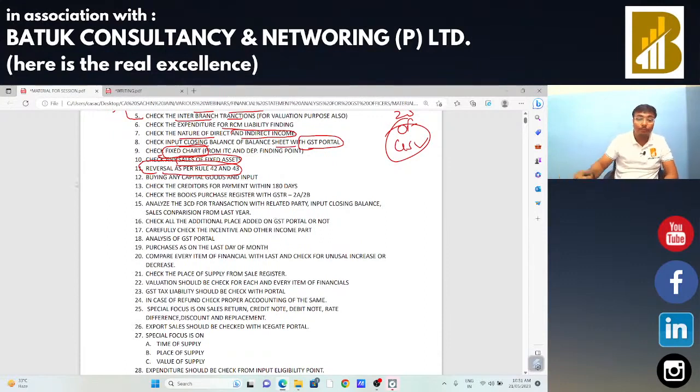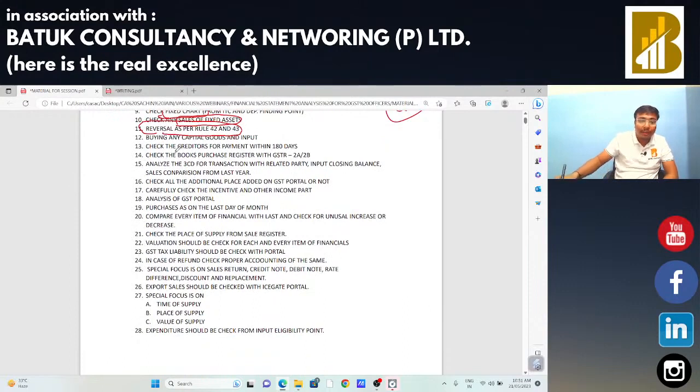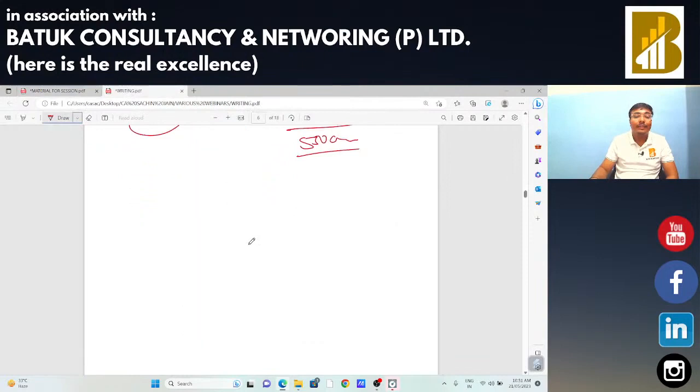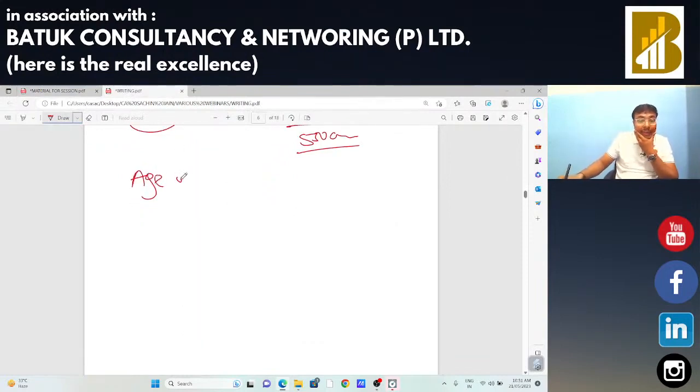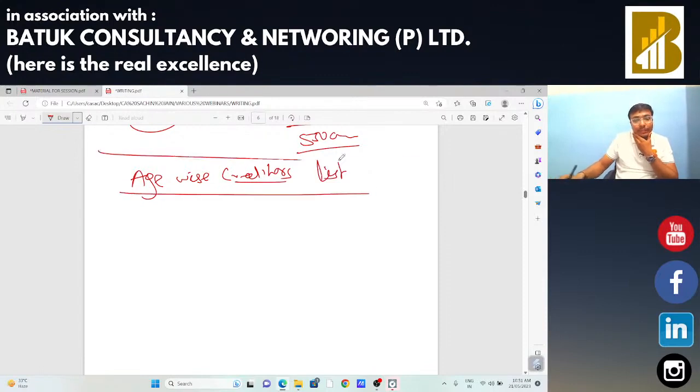Okay sir. Now sir, creditors within 180 days. So you need to take the age wise creditors list from the particular party. You need to demand the age wise creditors list from that particular entity. Sir, please provide us the age wise creditors list. And also, whatever list he has provided, we are not going to believe that.